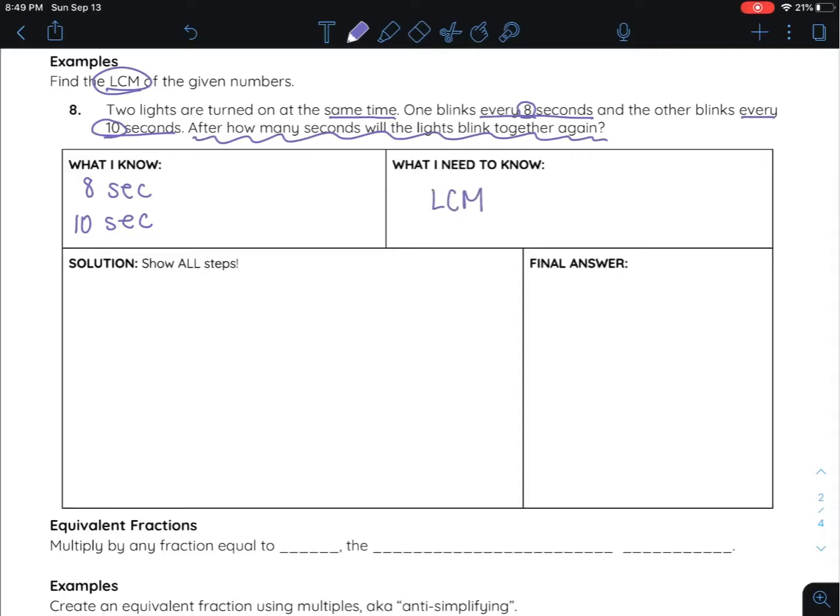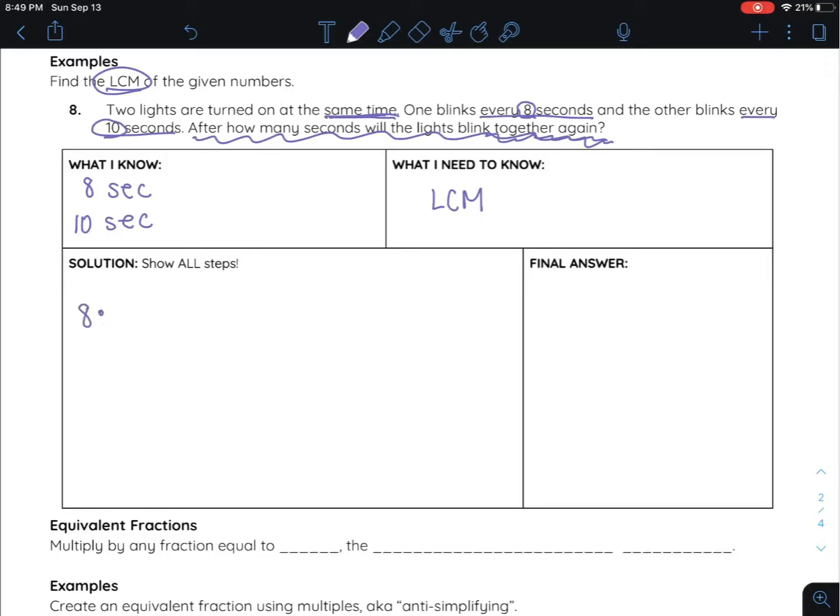So that's what I'm going to put in the "what I need to know" box. A couple of ways to know that is when you have language like "the same time" and "after how much time will they blink together again." It's a hint that it's LCM. Sometimes they'll be a little bit more obvious about it too.